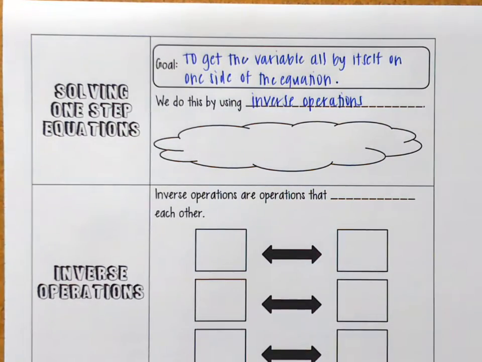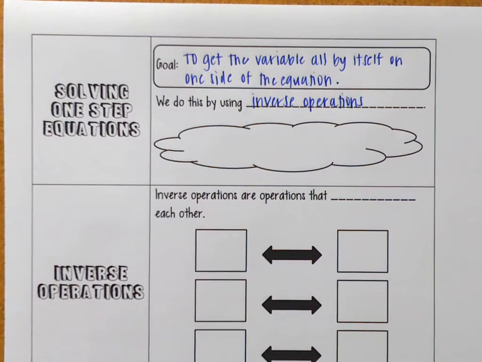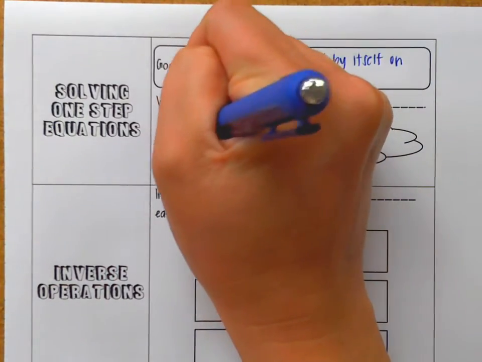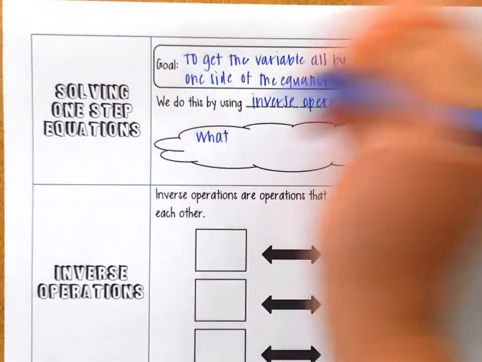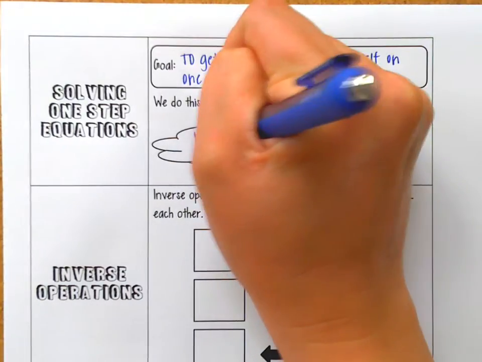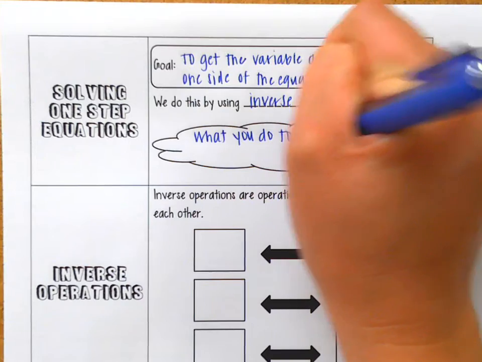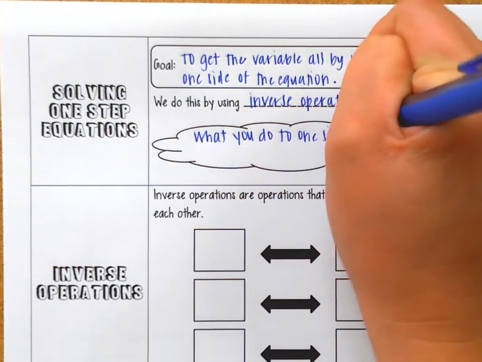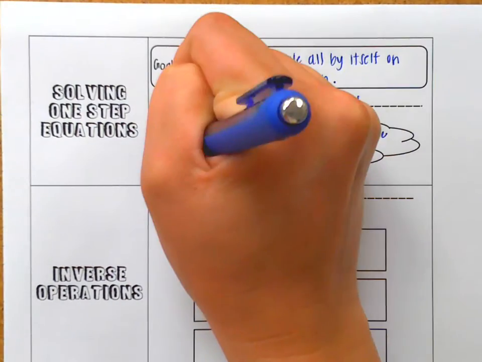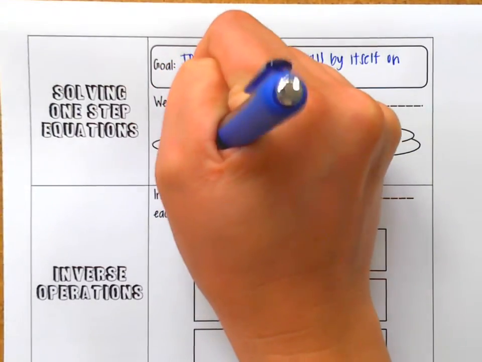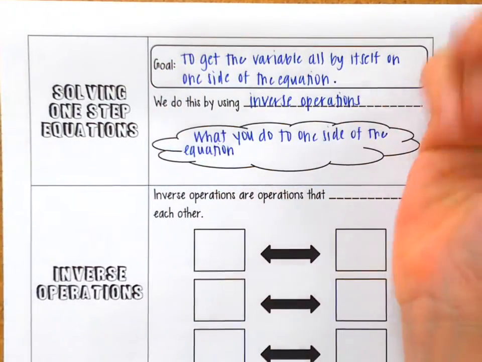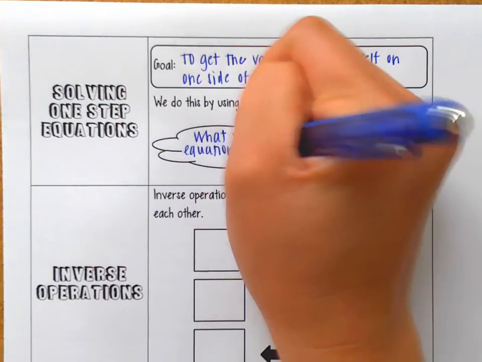Now, something that's really important with solving any type of equations, one-step, two-step, multi-step equations: what you do to one side of the equation, you must do to the other side of the equation. That is really, really big, really important. So what you do to one side of the equation, you must do to the other side of the equation.